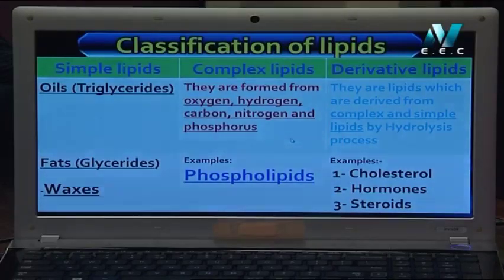Let's discuss that again, the classification of the lipids. We have 3 types of lipids: simple lipids, which are oil, fat, and wax.